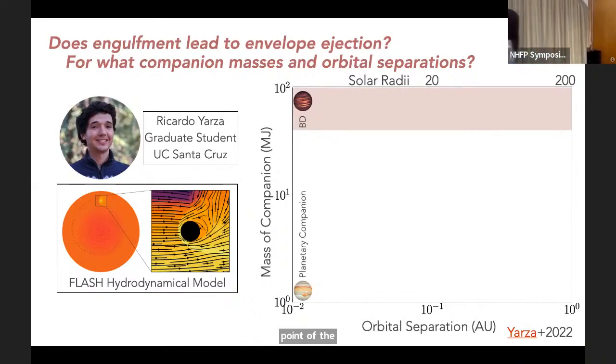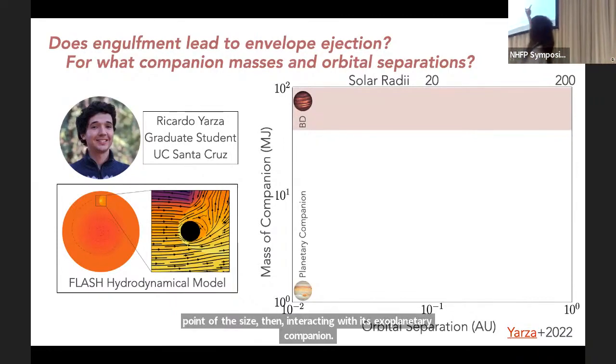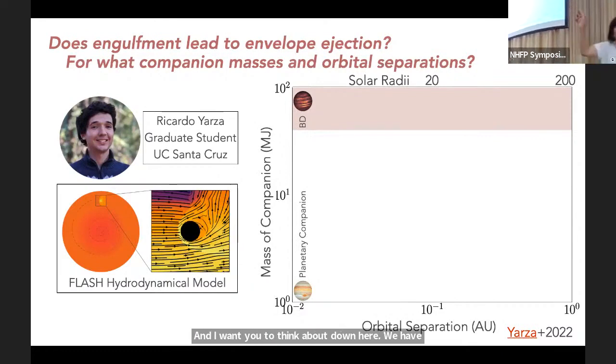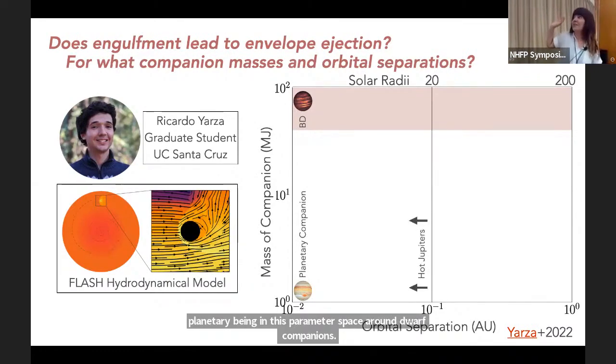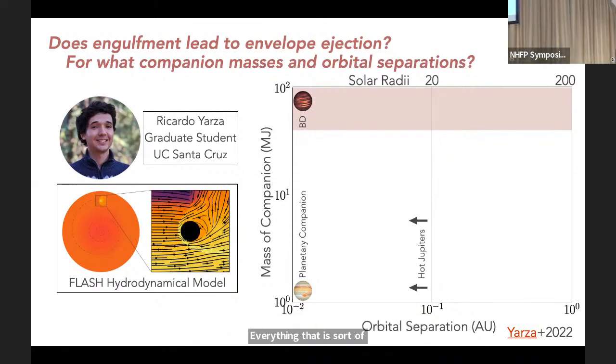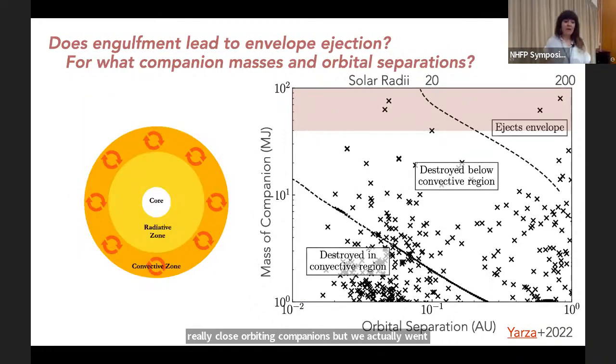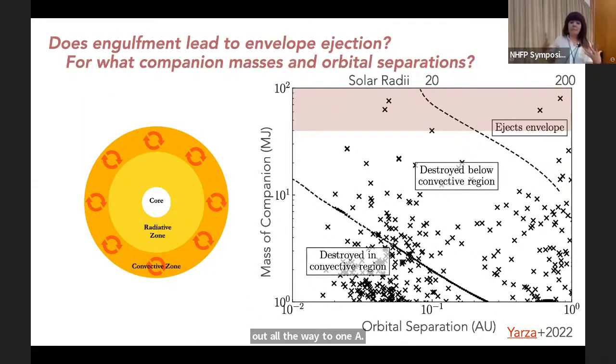And I want you to think about down here, we have planetary companions, but we're also probing in this parameter space brown dwarf companions. Everything that is sort of inside this hot Jupiter line is really close orbiting companions, but we actually went out all the way to 1 AU. And we found sort of 3 different spaces here.